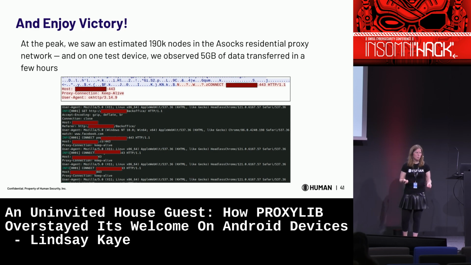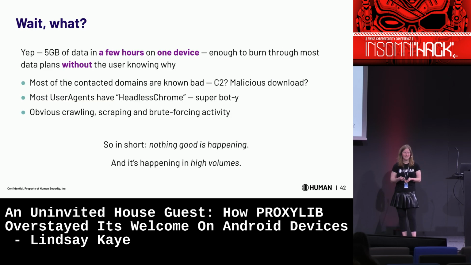Then we did some tests, because we wanted to see, if we join this and just leave our device on, how much traffic goes through it? We saw 5 gigabytes of data transferred in a few hours. Yep, really, 5 gigabytes. That's a lot through one device. If you have a data plan with, say, 2 gigs a month, it would blow through that plan in just a couple of hours, and the user would have no idea why. They would have installed this app and have no clue, because it's not like they're surfing the web a lot or watching a lot of YouTube videos on their cell plan. You have no clue what's going on here.